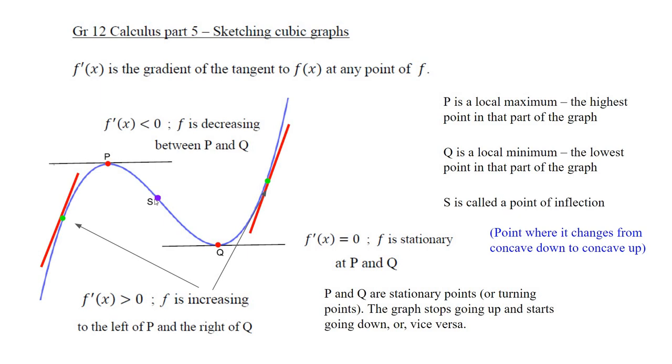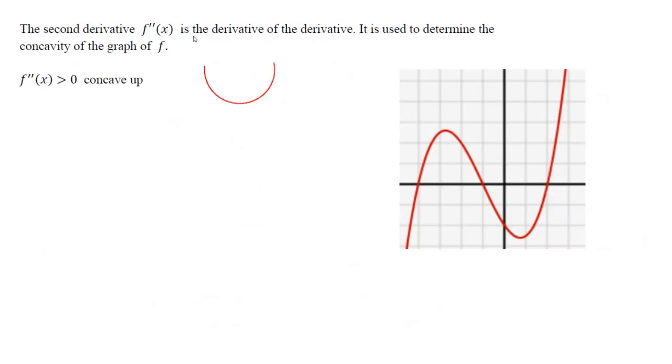And S, that point there, is special. Its gradient's negative there in this picture, but what makes it special is it's the point where it changes from concave down, like a hat, to concave up, kind of like a cup. That point there is called a point of inflection. Now, what's that about? Let's take a look at it. If we take the derivative again, the second derivative, and put a value in there, we'll get where it's concave up.